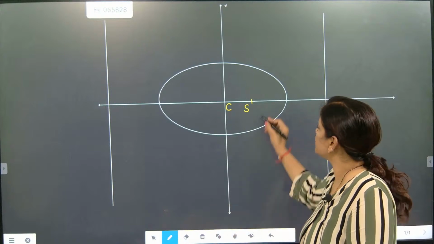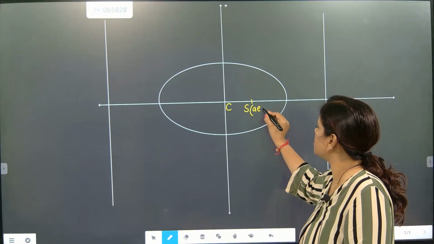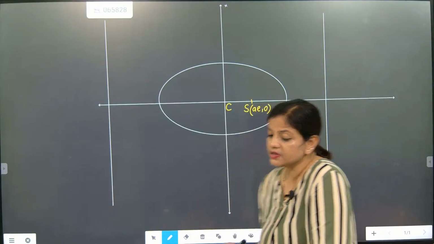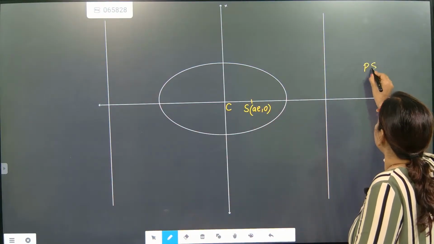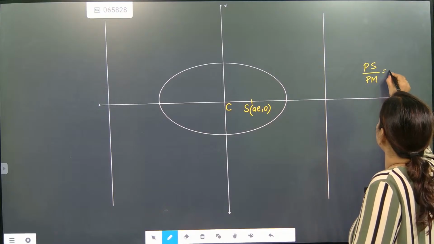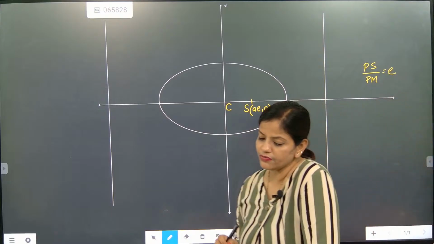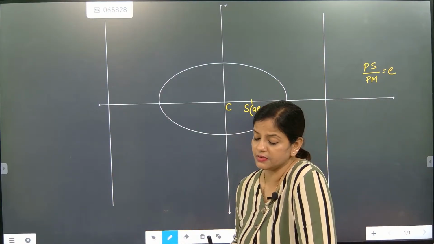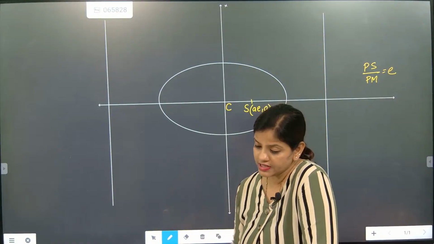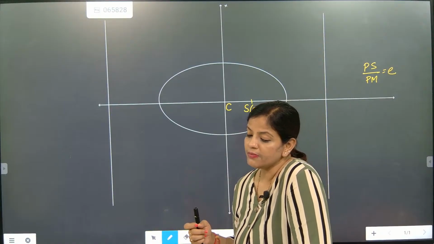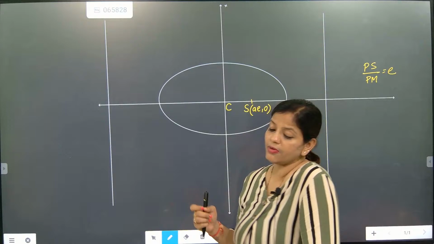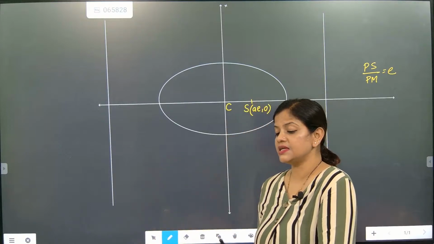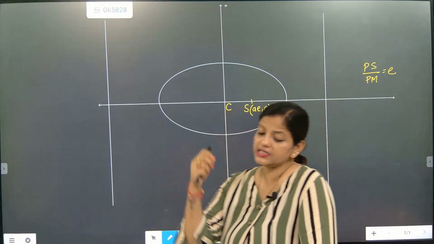The first focus point will be written as AE, comma 0. Now this value of focus we have solved with PS by PM, and PS by PM is equal to e. By solving this we have got the focus, because we studied in the first section of conic sections that a conic section is about a fixed line and a fixed point, where the fixed line is considered the directrix and the fixed point is the focus.